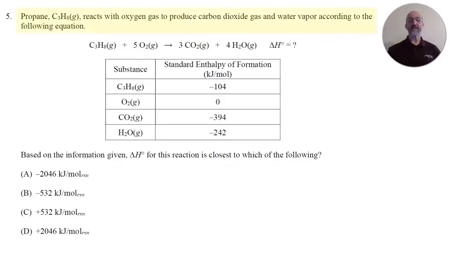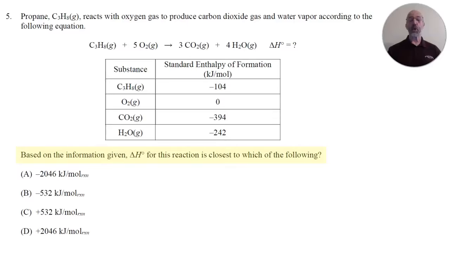In question 5, it says propane, which has the chemical formula C3H8, reacts with oxygen gas to produce carbon dioxide gas and water vapor according to the following equation. And you'll notice that in addition to the balanced chemical equation, we have a table with standard enthalpy of formation. So these values are not bond energy or bond enthalpy values. These are values for standard enthalpy of formation for C3H8, O2, CO2, and H2O. And the question says, based on the information given, the delta H, or the change in enthalpy for this reaction, is closest to which of the following?